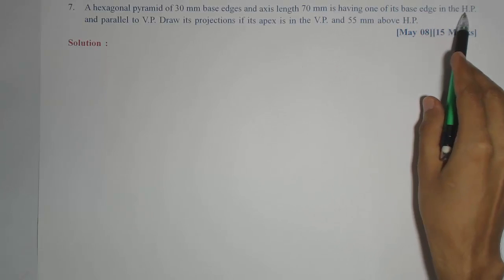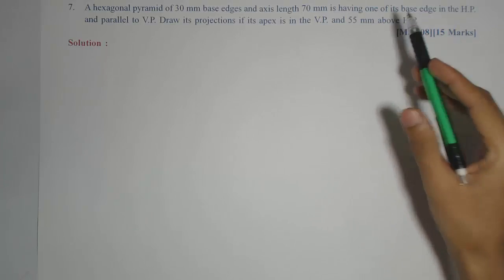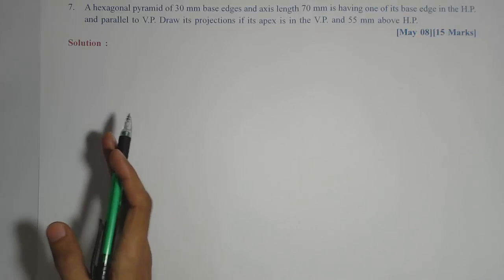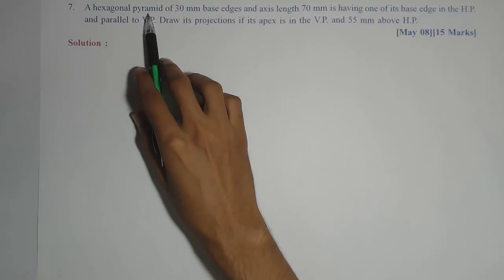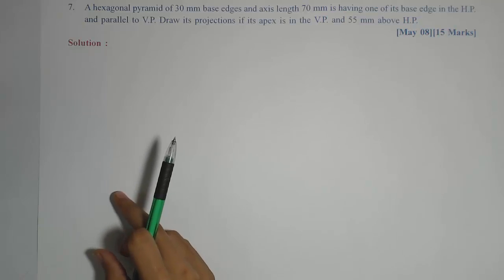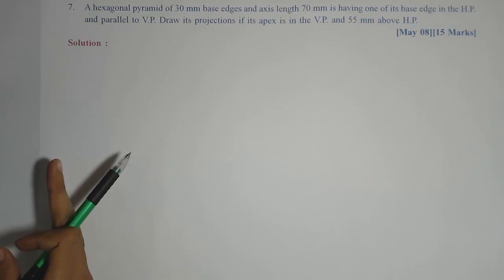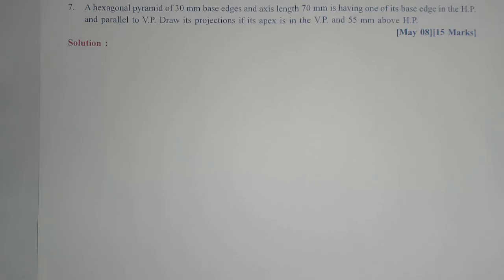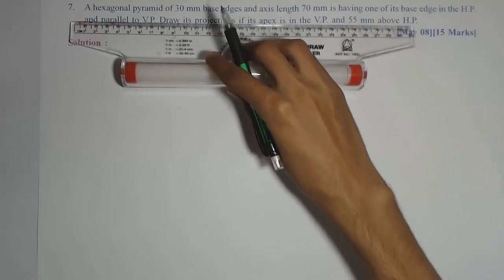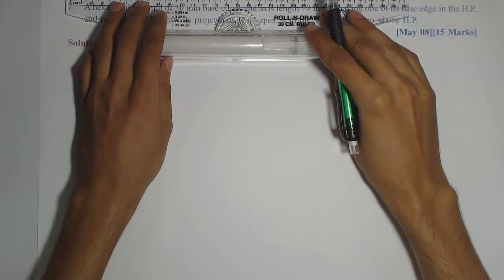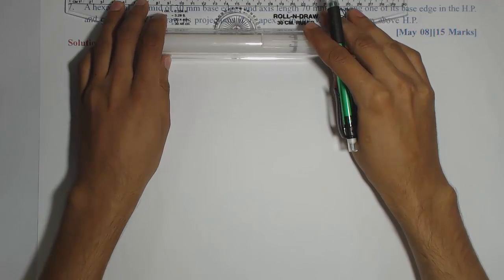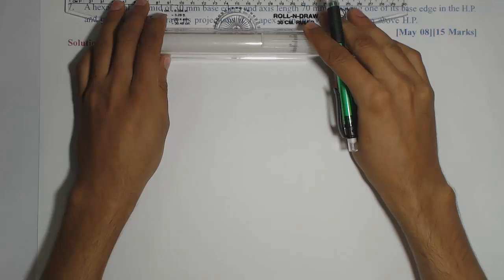Since the base edge is lying in the HP, the first assumption is that the entire base is lying on the HP with one of the base edges perpendicular to the XY line and on the right hand side. But since it is a hexagon, we'll get two edges parallel to each other which will be perpendicular to XY, one on the right and one on the left. And so we will start with the top view, as the hexagon will be seen as a true shape, that is the base in the first stage in top view, because we are assuming the entire base is lying on the HP first.